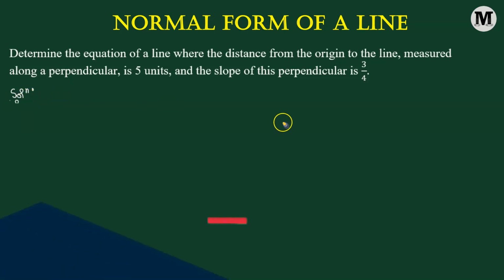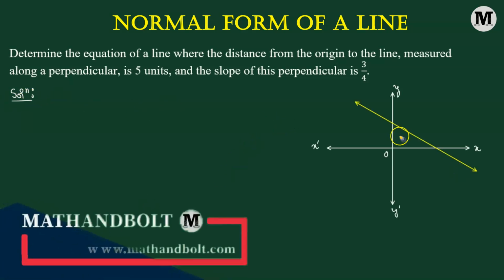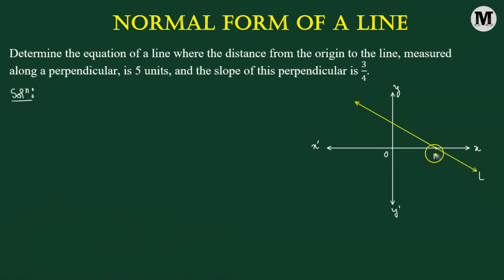For this, let us consider the xy coordinate plane. So here we have a line, let's represent it by L, and this line is intersecting the x-axis in the positive direction, let's say at the point A, and intersects the y-axis in the positive direction at the point B. Now also, we're going to draw a perpendicular from the point O to the line L.